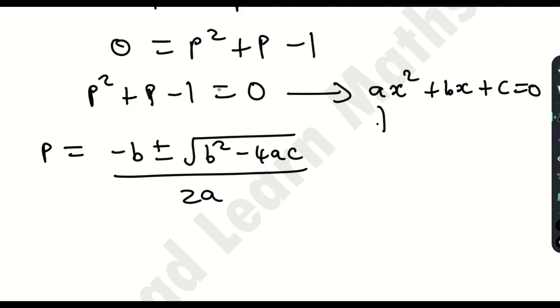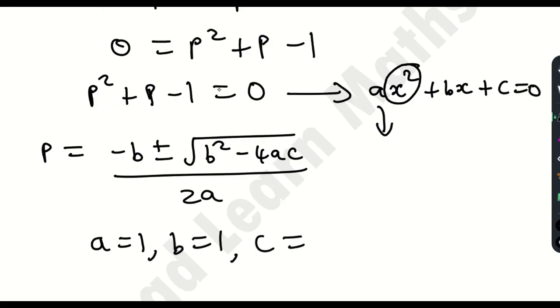So here, if you compare, you will see that a is the coefficient of the leading term. So what is a here now? If you look at this, a is 1 because that's the coefficient of the leading term. What about b? b is also 1. As you can see, this is p. It has the coefficient of 1. What about c? c is the constant term, which is minus 1 that you have here. So c is negative 1.